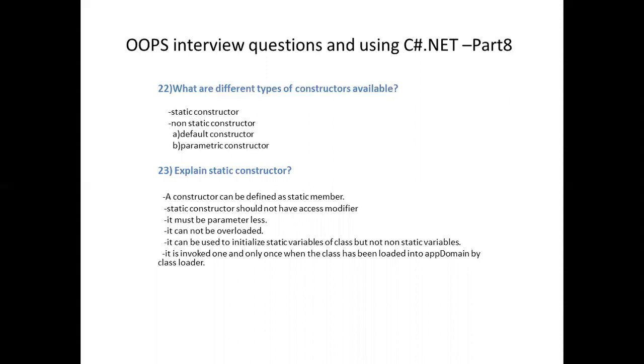Okay, coming to the first point: a constructor can be defined as a static member. In the previous video, we declared the constructor as public, but here we declare the constructor as static. There is no access modifier. The static keyword is used as a prefix to the constructor name, and that is called a static constructor. It must be parameterless, always empty by default. Obviously, when it is parameterless, there is no overload for this constructor. Why? Because without taking parameters, overloading is not possible.